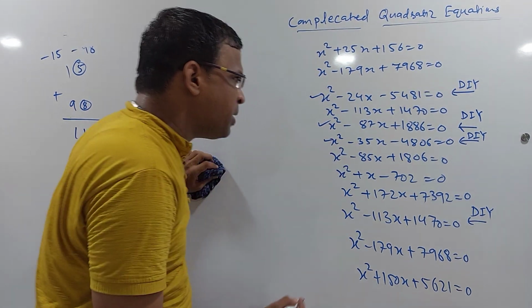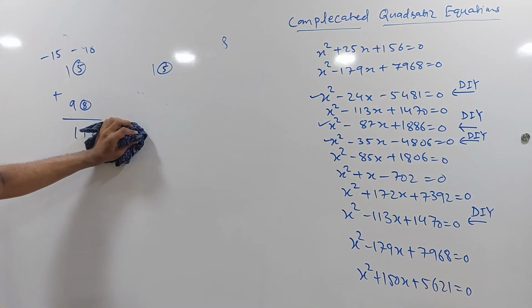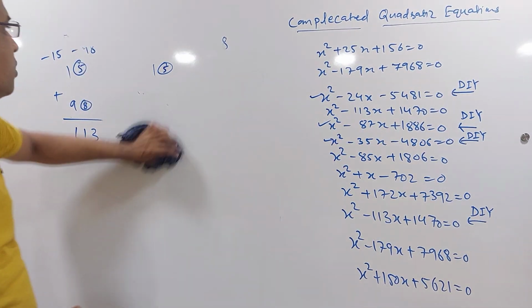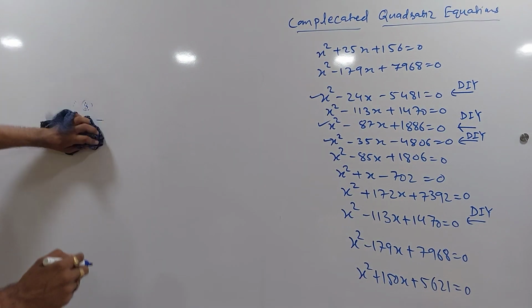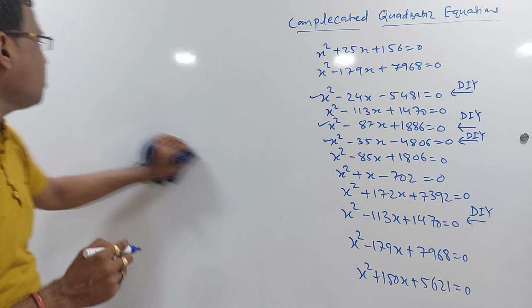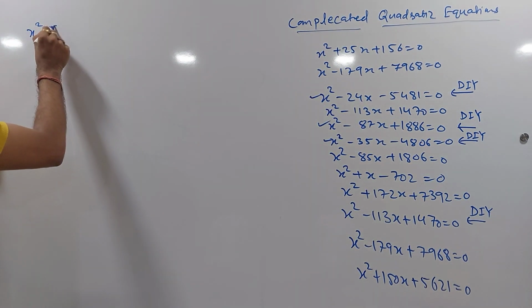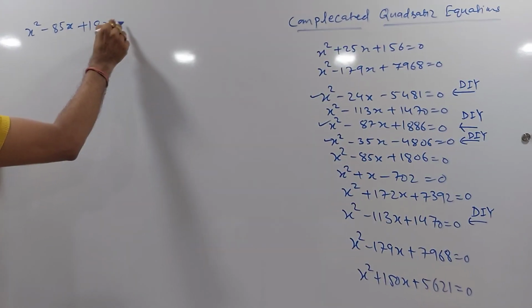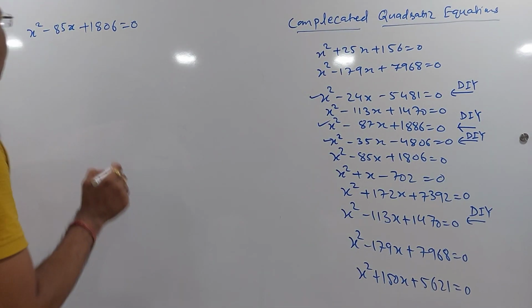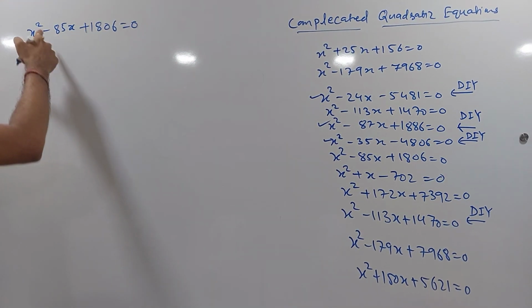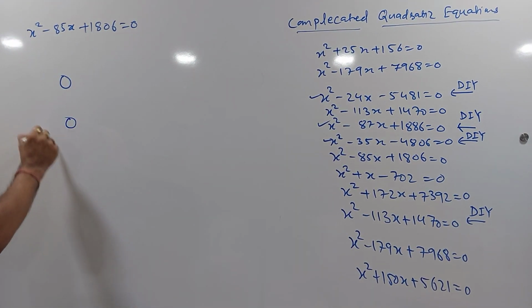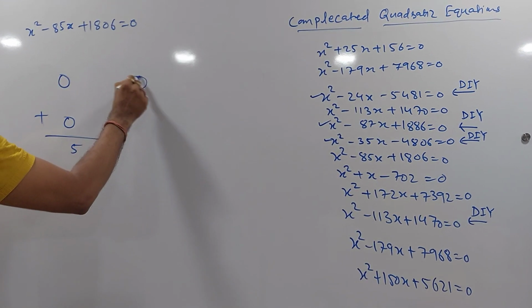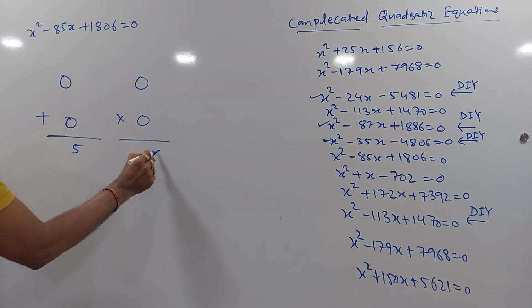This is again a DIY ending in 6, so it's a common pattern. So I am taking one question ending in 6 so that you can apply it over here. So this too will be a DIY. x square minus 85x plus 1806. Okay, great. I want two numbers. See, it is plus and then minus, so both the numbers should be negative. Their addition should end in 5, and their multiplication should end in 6.